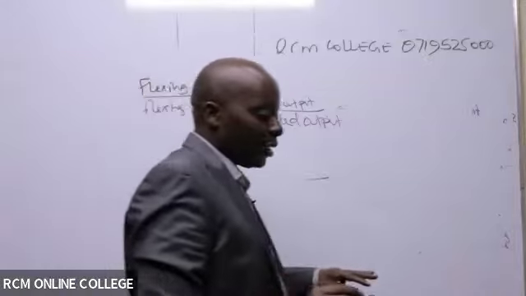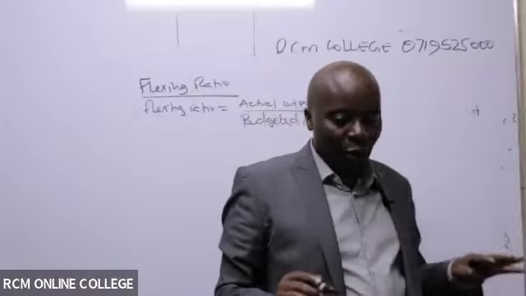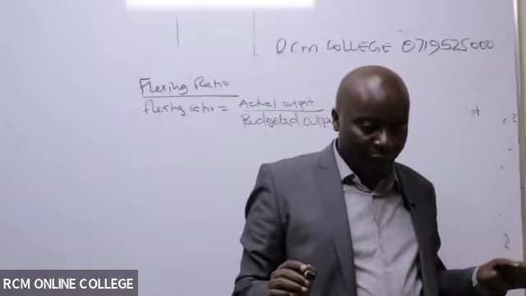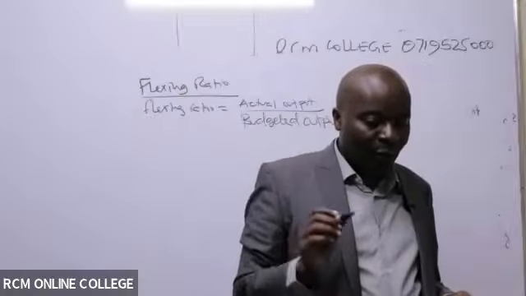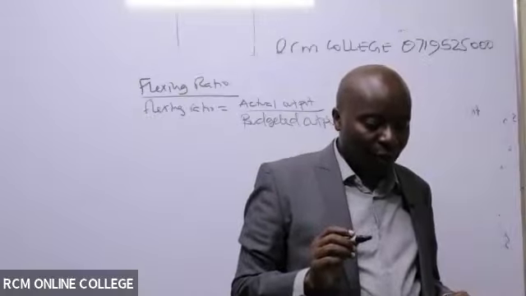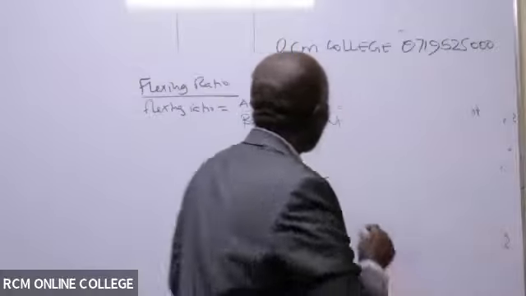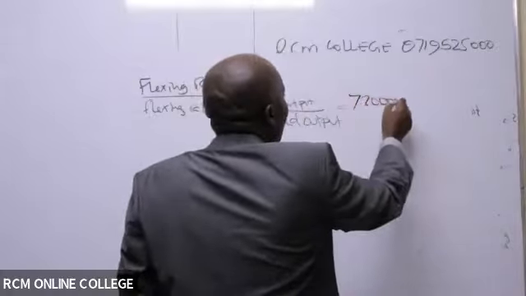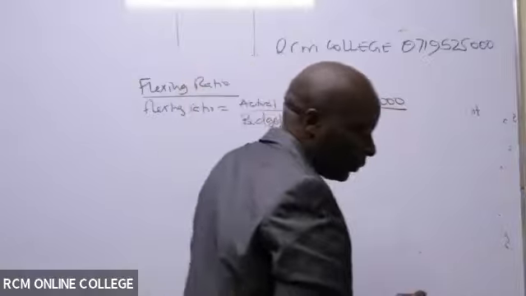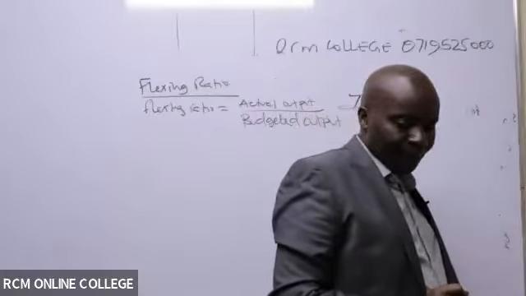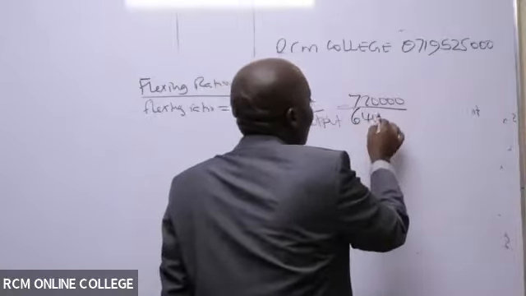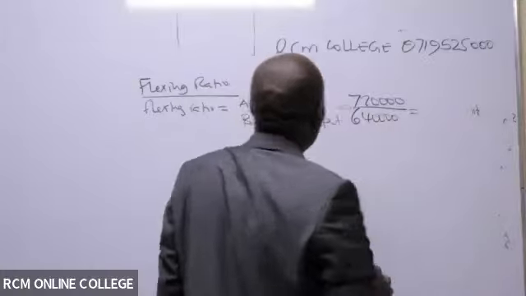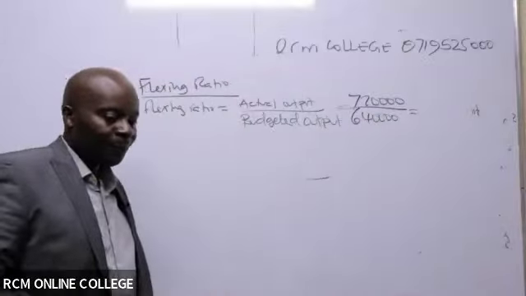So look at the statements given. Is there somebody who is able to see the actual output here? This is very easy. They've given us the actual number of units that were sold, 720,000. So you take 720,000 and divide this by the budgeted output. Are you able to see the budgeted output? 640,000. So can you kindly give me this ratio? It will be 1 point something.